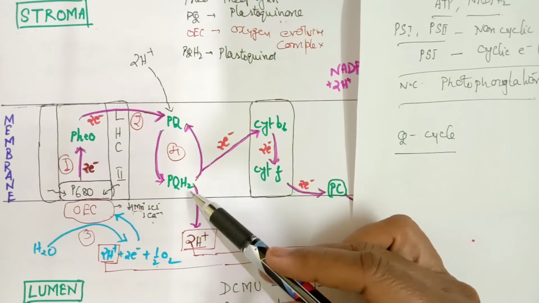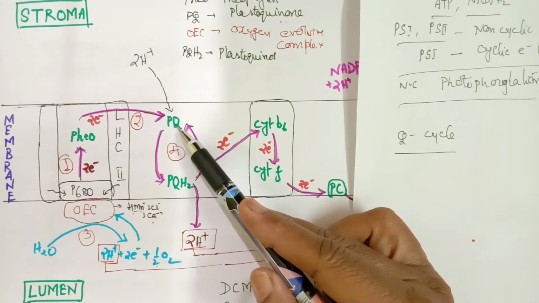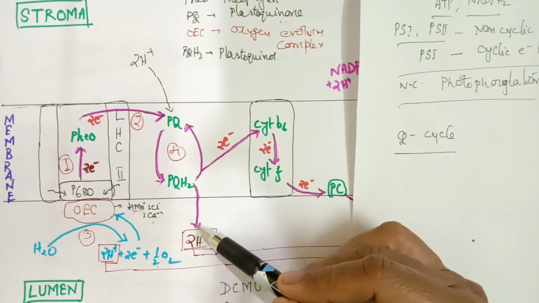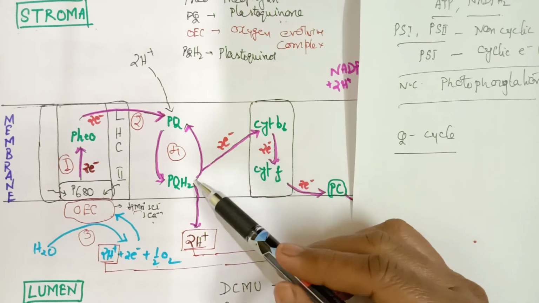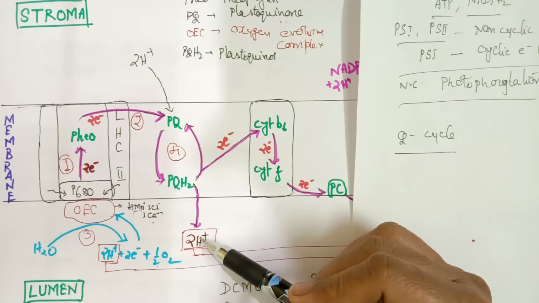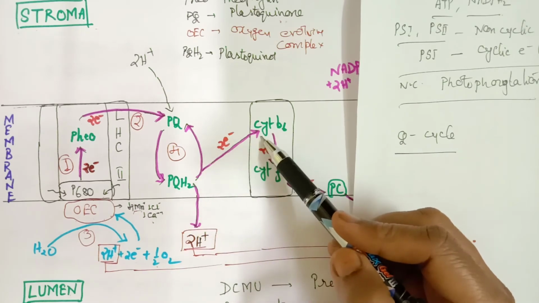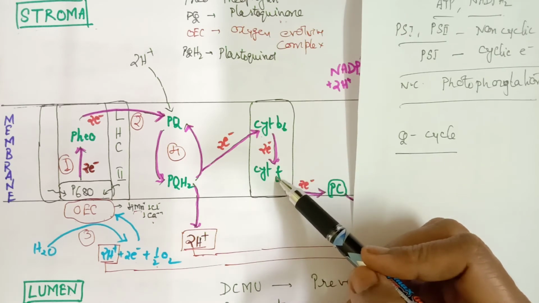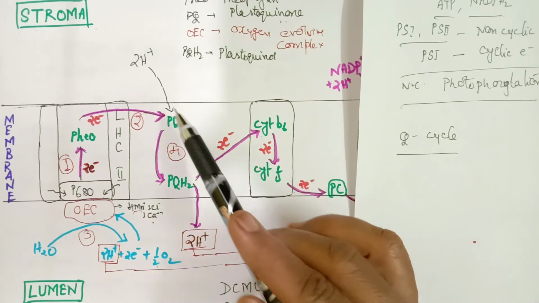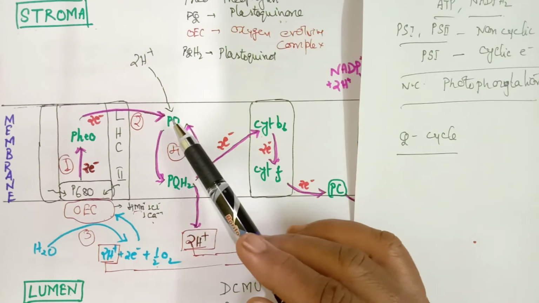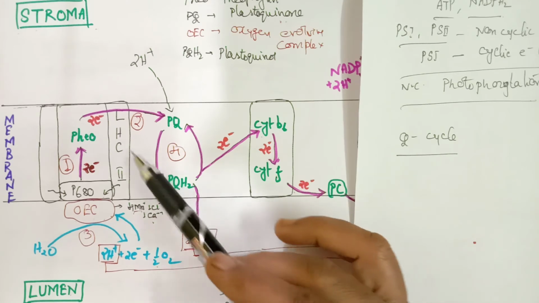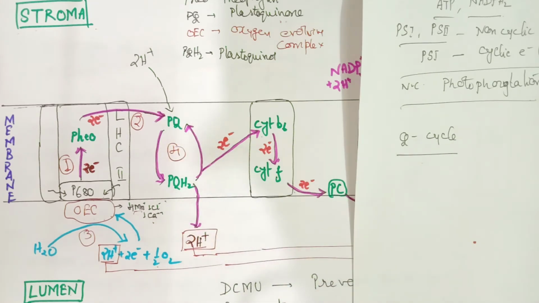This plastoquinol, when it again gets oxidized, changes back to plastoquinone. As a process, it releases 2 protons and 2 electrons. The 2 protons reach lumen and 2 electrons are transferred to the next complex, that is called cytochrome B6 F complex. This whole movement of electrons involving the conversion of plastoquinone to plastoquinol is called as quinone cycle.